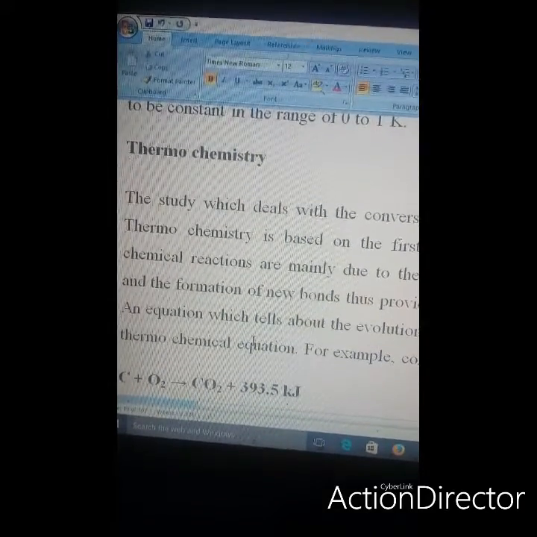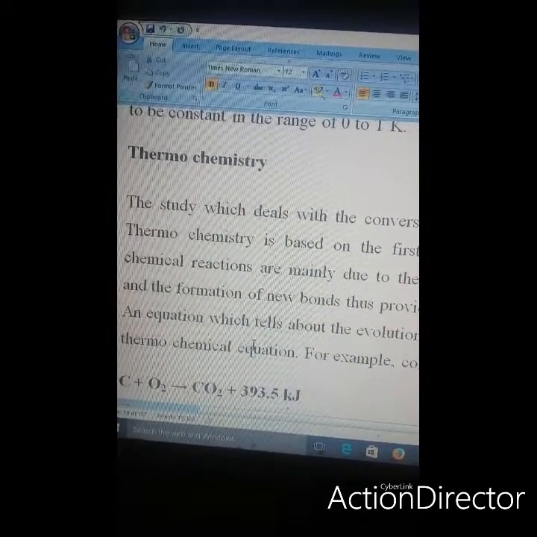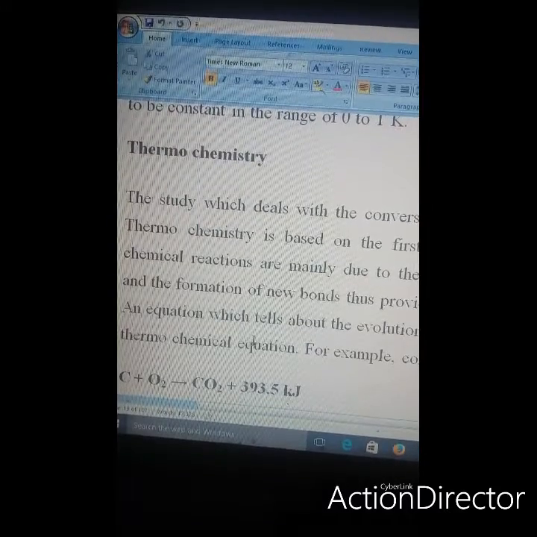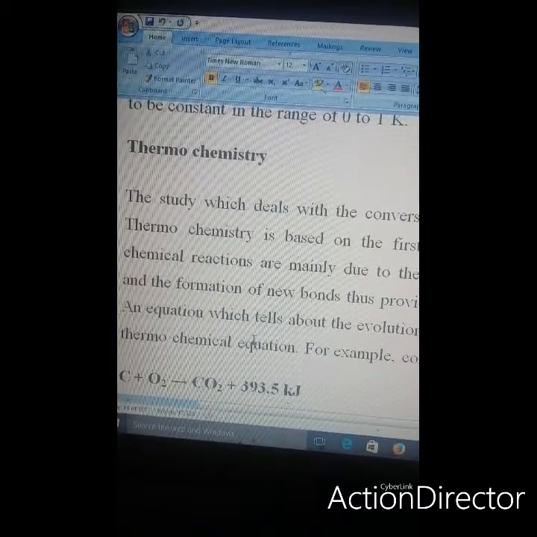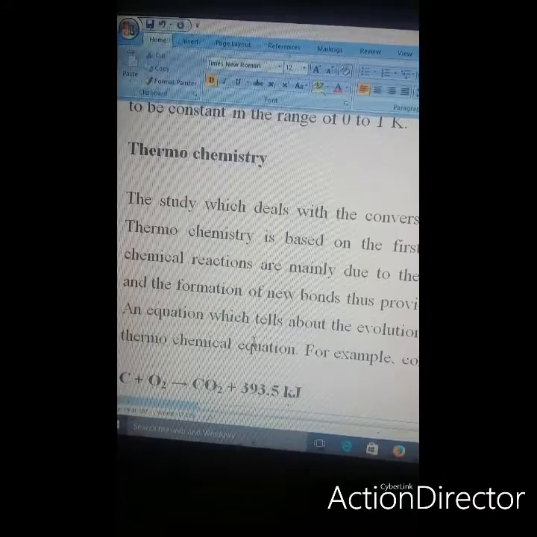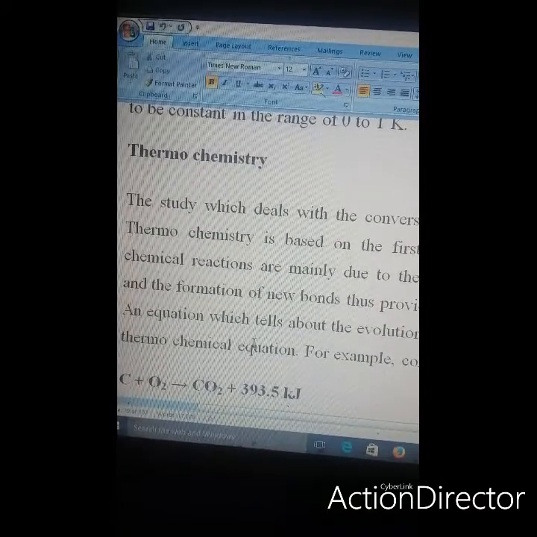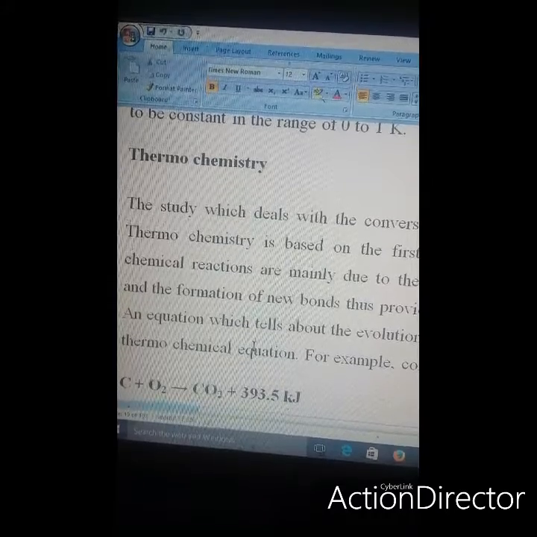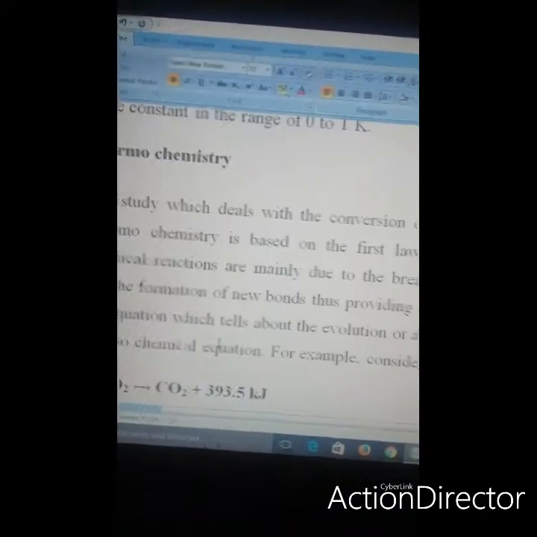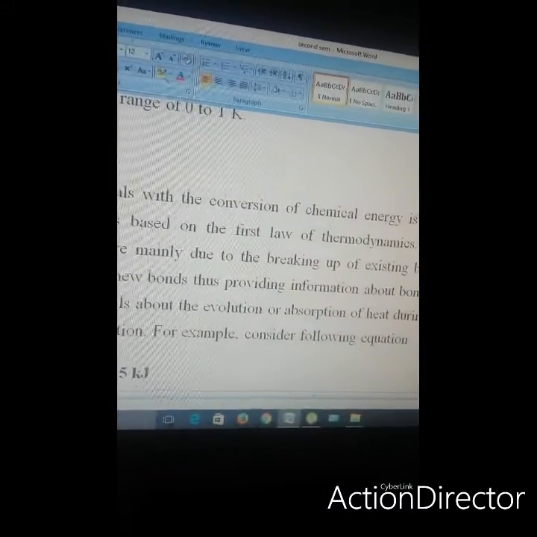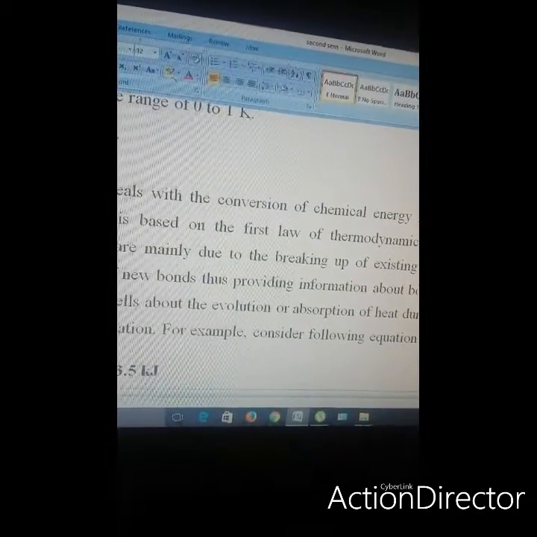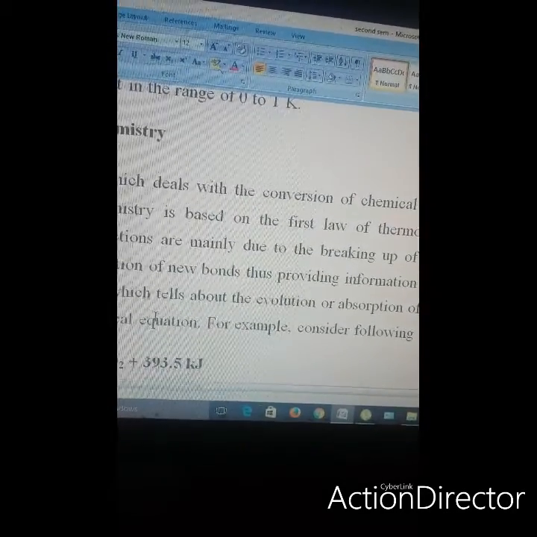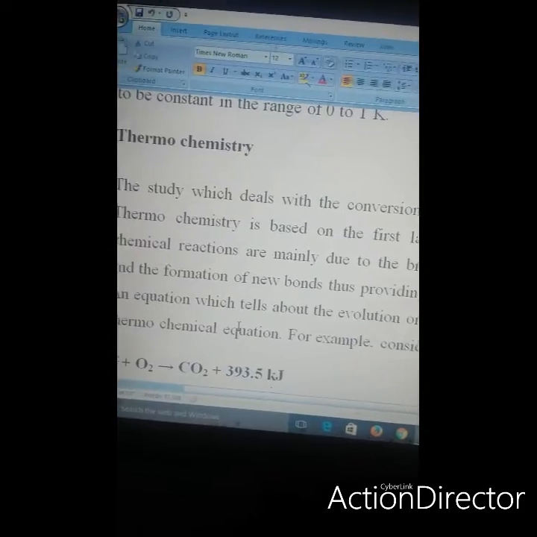Let us talk about thermochemistry, the study which deals with the conversion of chemical energies. It is based on the first law of thermodynamics. The energy changes in a chemical reaction, as we know, are mainly due either to the breaking up of existing bonds between the atoms, or to the formation of new bonds, thus providing information.